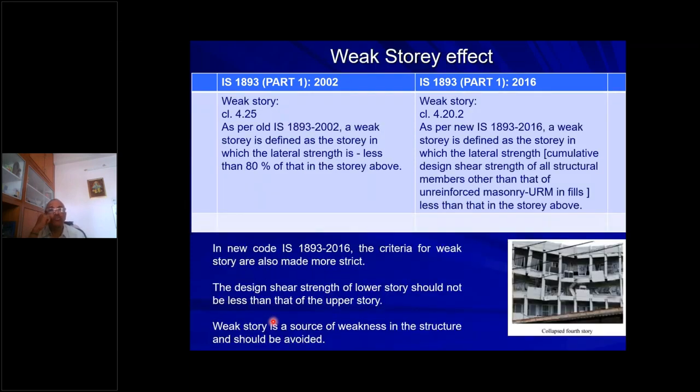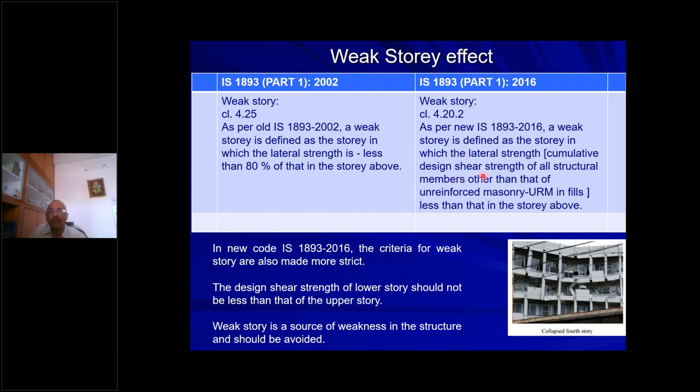Now coming to the weak story effect. There was some relevance in the 1893-2002 code of practice, wherein the weak story is defined as the story in which the lateral strength is less than 80% of the story above that. That 20% change can be accepted in the old code, but in the new code that allowance has been taken away.